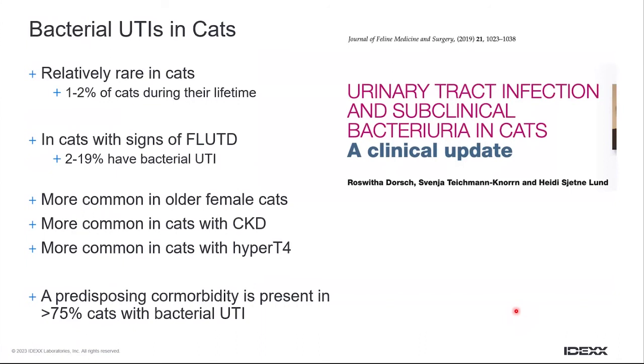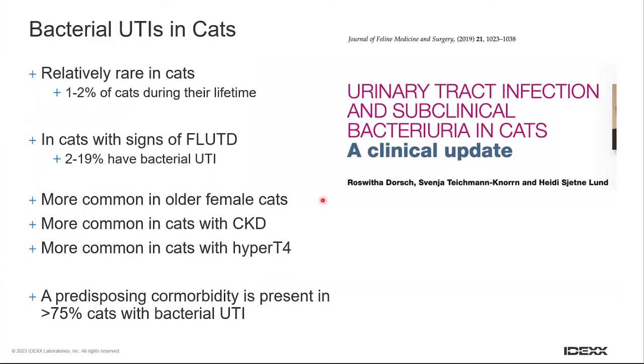So only 1 to 2% of cats will have a bacterial UTI in their lifetime, but they are more common in older cats. But if you have a cat with signs of FLUTD, so stranuria, dysuria, whatever, up to about 20% of those might have a bacterial UTI. So they do exist, but they're not common. When they do occur, they're going to occur most commonly in older cats and older female cats. And they're much more common in cats with kidney disease or hyperthyroidism or both.